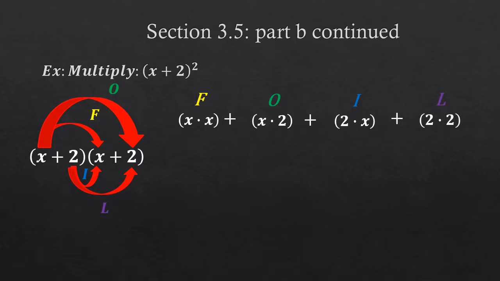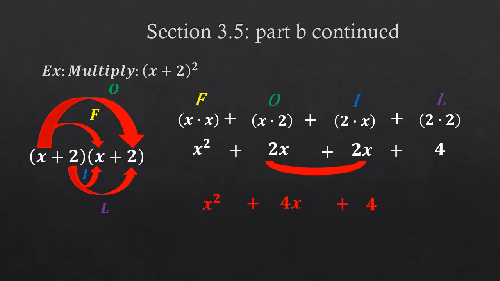Let's apply the multiplication. X times x is x to the second, plus x times 2 is 2x, plus 2 times x is 2x, plus 2 times 2, which is 4. Bring your first term down. Combine your two middlemost terms, which is a positive 2x and a positive 2x, which is positive 4x, plus 4.